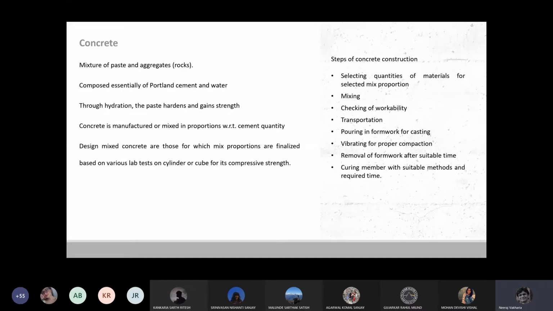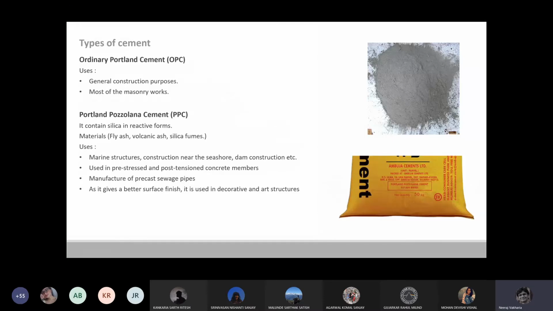Now the first component is cement. There are various types of cement available in the market, and as I said, due to various requirements for various buildings and various conditions, we have come up with a few alternatives in which the components of cement are changed.